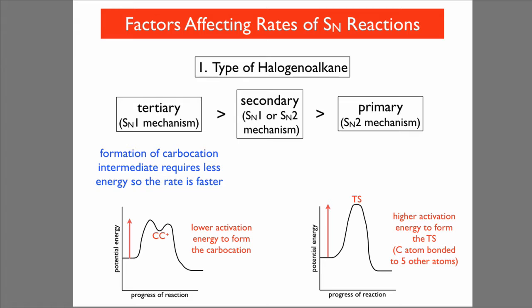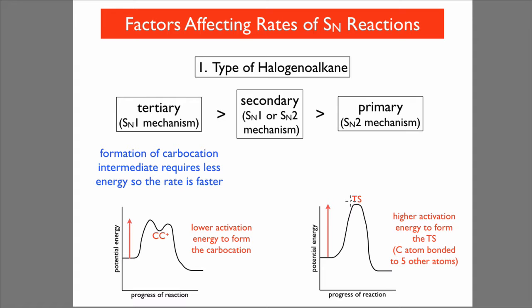The formation of the carbocation intermediate requires less energy, and this is why the rate of the SN1 mechanism is faster. So you can see here on our potential energy diagram, the progress of reaction, you've got a lower activation energy to get over with the carbocation, and so you're going to get a faster rate of reaction compared with the high activation energy required to form the transition state.